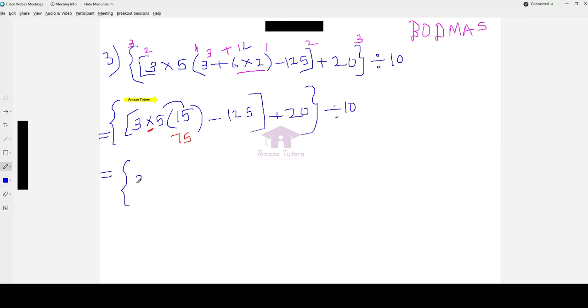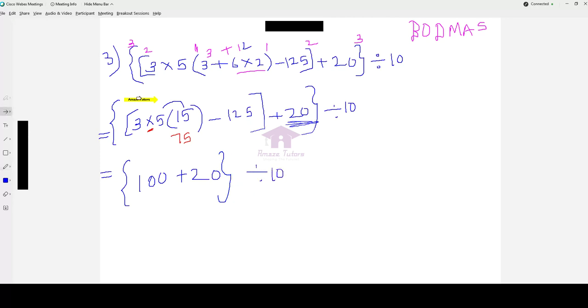Next step, 225 minus 125. So we finish the second innermost. Now you can subtract in the same step. 225 minus 125 is 100. So I am going to write 100 directly, plus, this comes, 20 divided by 10.